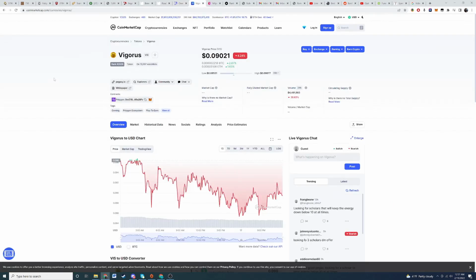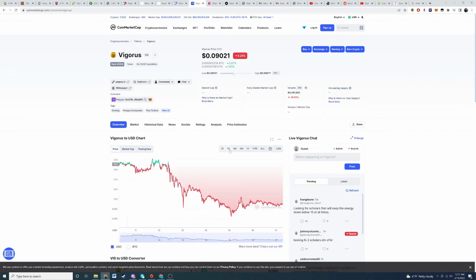Next, we're going to move on to Coinmarketcap, which is a popular cryptocurrency informational and listing site. I have the Vigorous token, or the VIS token, that I've been referring to all video already brought up here. And this shows its price in US dollars right now. As you can see, in the past day, it's been fairly volatile on a slight downward trend. It's lost about 4.24% of its value.